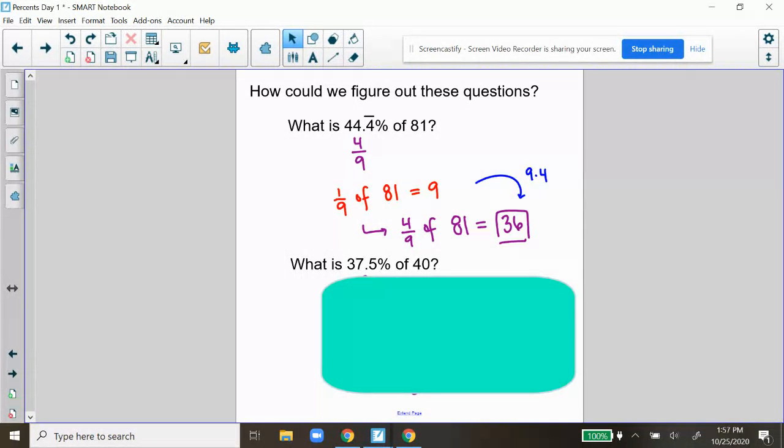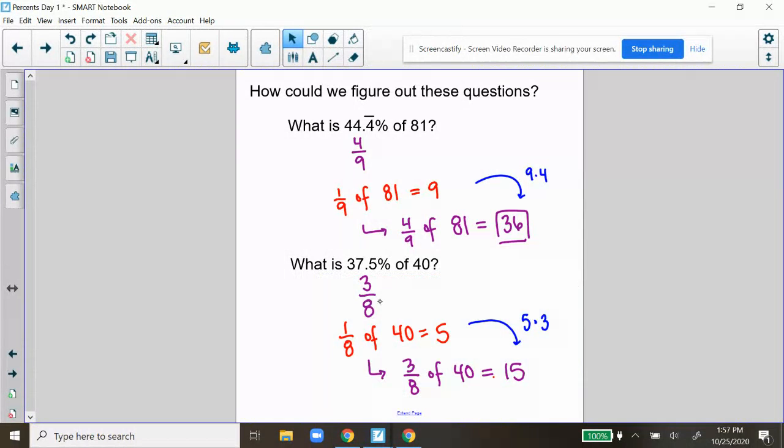So I want you to pause the video here and see if you can find what's 37.5% of 40. All right, you're back. Hopefully you remember that that's 3/8. Well, instead of finding 3/8, let's start with 1/8. I know 1/8 is 5, so that tells me that 3/8 is going to be 15.